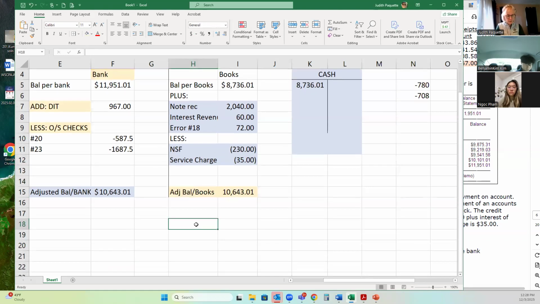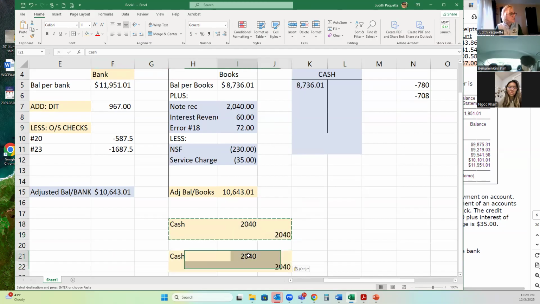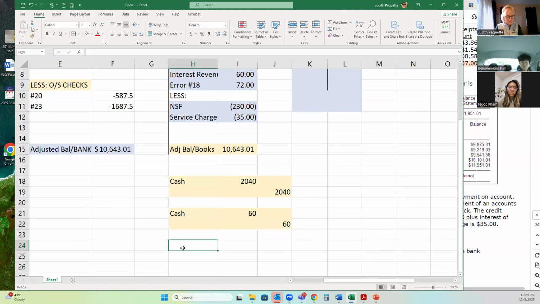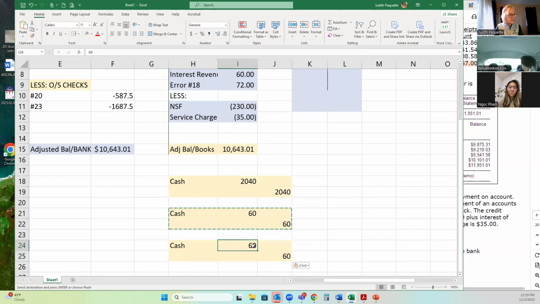So journal entry number 1 is debit cash, 2040. And we don't know yet what the other account is. Okay, so that's journal entry number 1. We're not done with it yet. Journal entry number 2, I'm just going to copy this down. Journal entry number 2, we're debiting cash for $60. Journal entry number 3, we're debiting cash for 72.